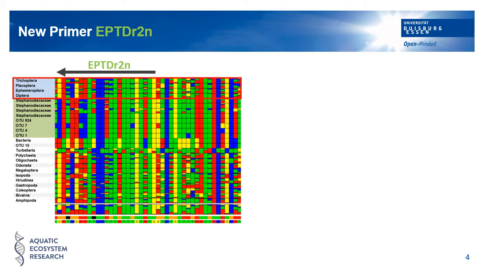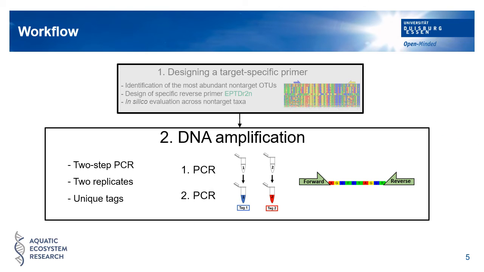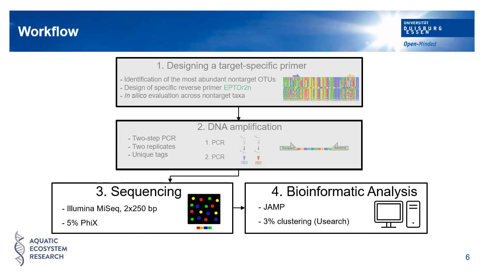The new primer is located within the BF2 and BR2 fragment and uses the freshwater 2 as a forward primer. For the DNA amplification with the new primer, a two-step PCR with unique tags was conducted. Subsequent steps included sequencing and bioinformatic analysis.